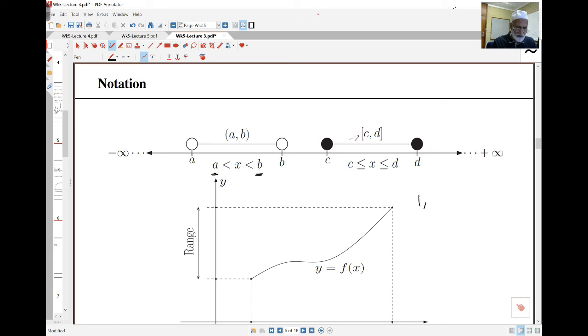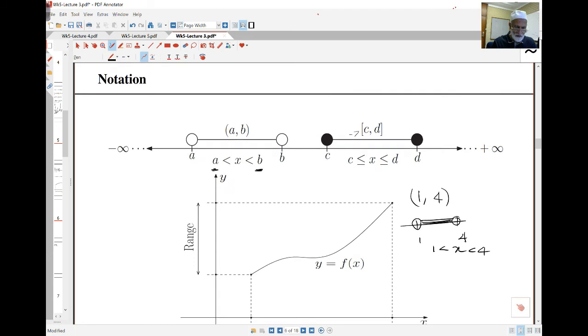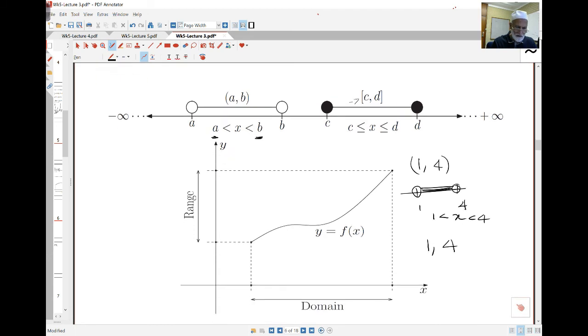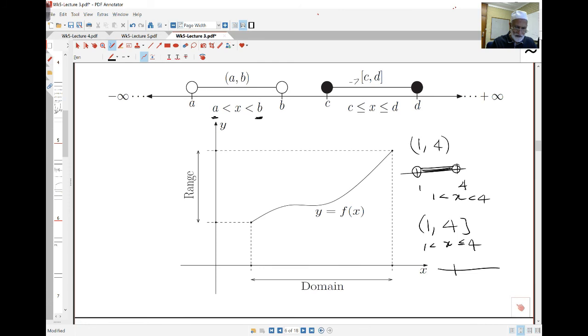So something like, for example, 1 to 4 means neither 1 nor 4 are included. So this essentially says 1 is less than x is less than 4. Whereas something like this, 1, 4 with a round bracket and a square bracket, means 1 is less than x, but I do include 4 over here, which means if I sketch it, I get a 1 here, and a 4 here. That's an empty circle on the one side, and a full circle on 4 on the other side, and that's my set of values there.